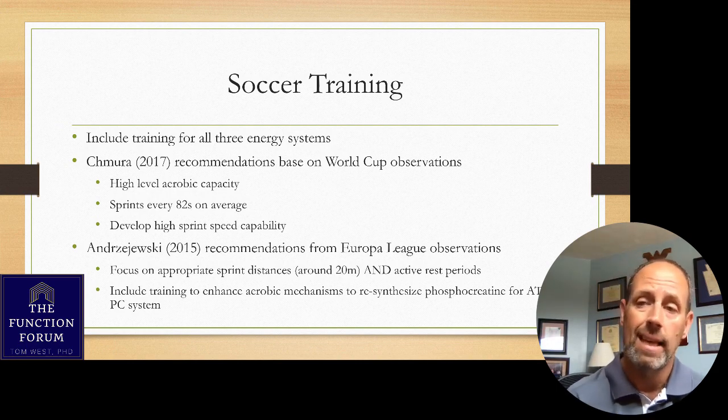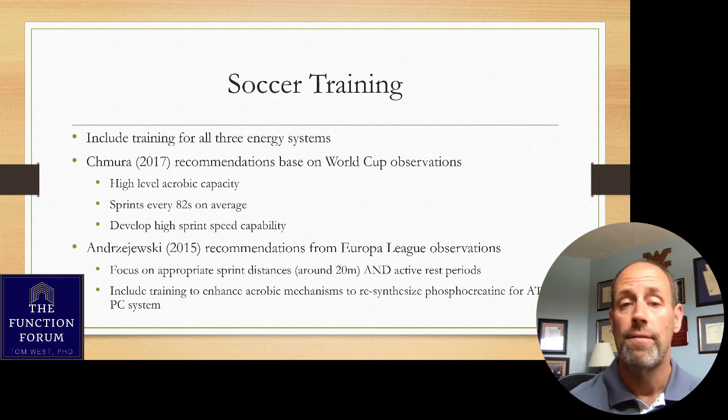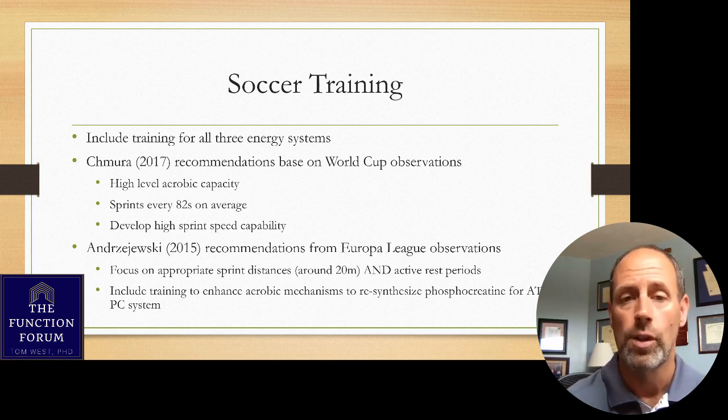And again, I think these filter down to lower levels of soccer as well, but they obviously think that the athletes have a high level of aerobic capacity. So we really need to focus on developing these athletes as endurance athletes. And they sprinted, especially the more successful teams, sprinted on average about every 82 seconds. So if we're developing an interval type training program, we need to keep that in mind.